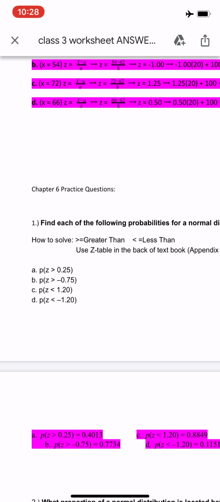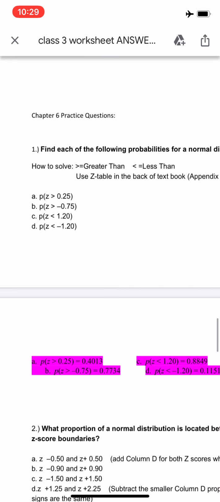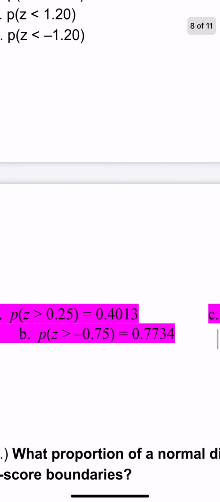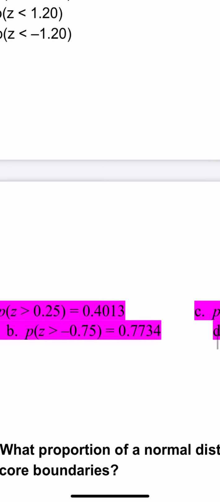So you go to 0.25 on the z-score table, and you have to choose one. You have to choose whether it's going to be the body or the tail. Well, since the 0.25 is on the positive side and we're looking for greater than, we're going to use the tail, because the body and the tail equals the whole distribution. So in this case, the tail is going to tell us everything above 0.25. What is the proportion above 0.25? And that, if you go and look at the tail of 0.25, it is 0.4013.